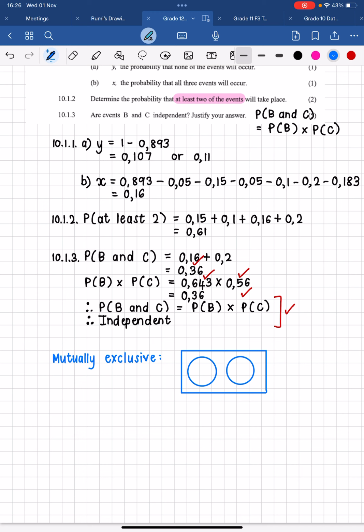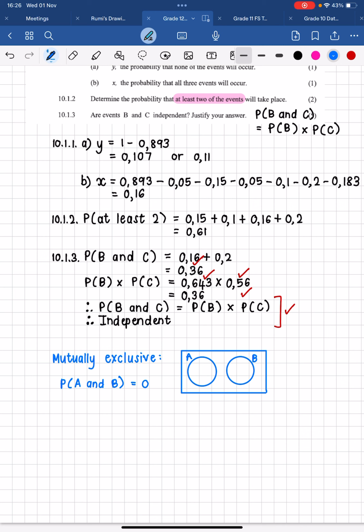Now, if they're asking you to prove that 2 events are mutually exclusive, say this is A and this is B, you are going to have to show, either by calculation or just by values that they've given you, that the probability of A and B is equal to 0.